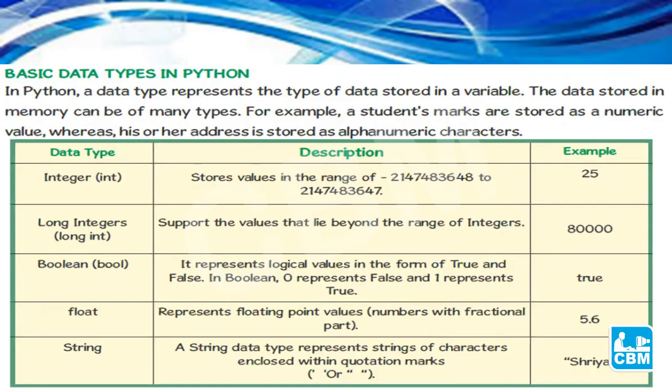Float is a data type which represents floating point values. 5.6 or 3.14 are the examples of float. String is a data type that represents strings of characters. For example, name or title can be written as a string. A string is always written in double quotes.